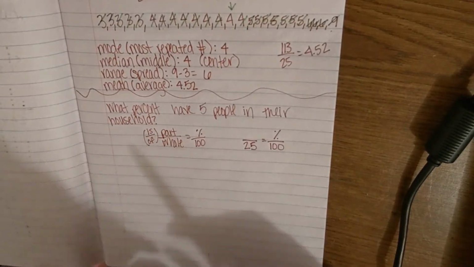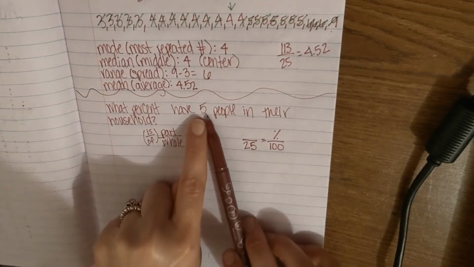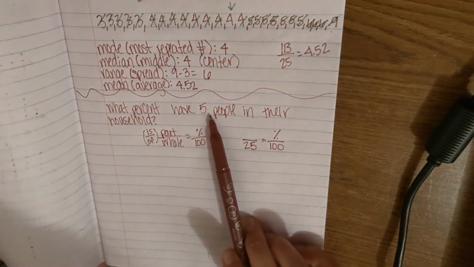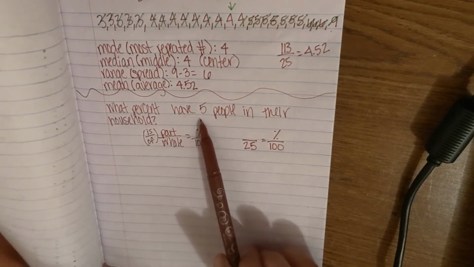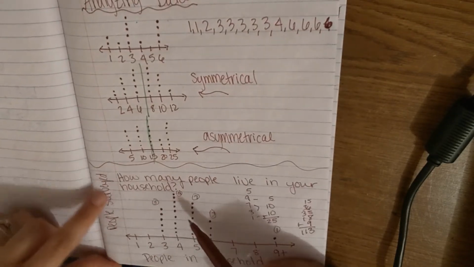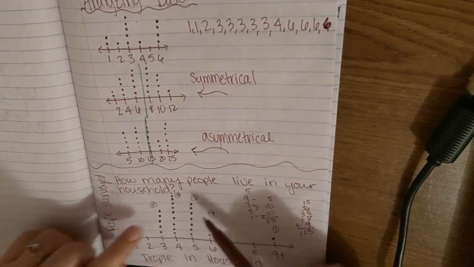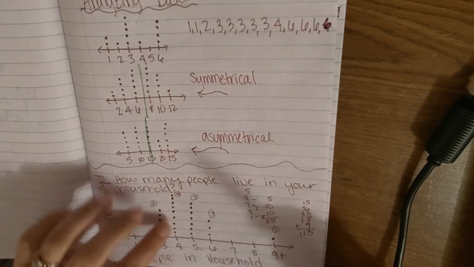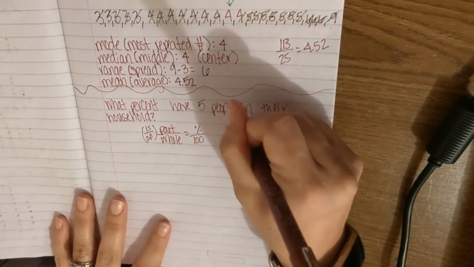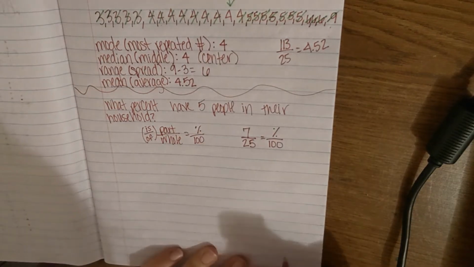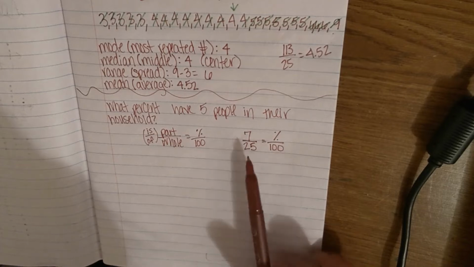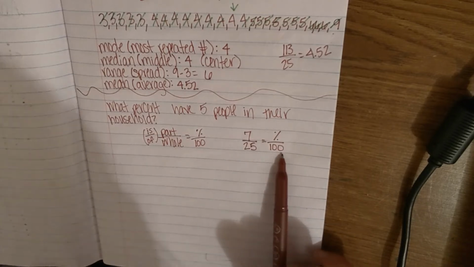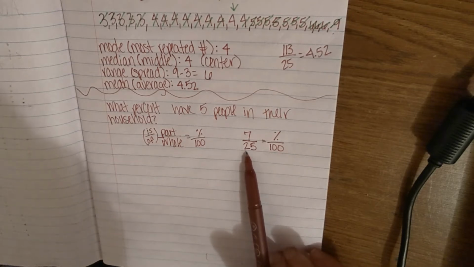And then what part are we looking for? We're not looking for 5. That's where it gets a little tricky. What percent of people have 5 people in their household? So how many people surveyed, what percent had 5 people in their household? Well, that's 7. So 7 people out of the 25. And then from there, you can cross multiply, divide by the lonely guy, so 7 times 100, which is 700, and then divided by 25.